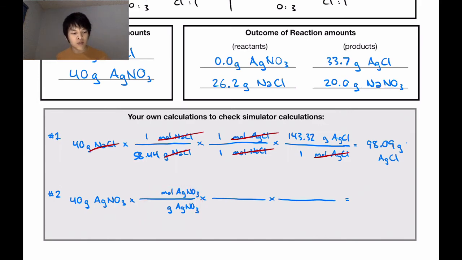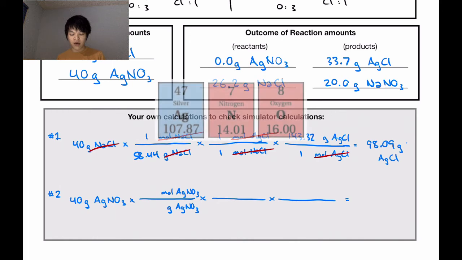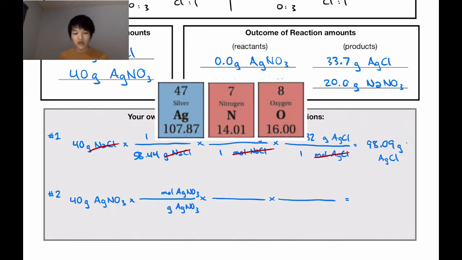For a molar mass, you look at the periodic table. So we have silver, nitrogen, and oxygen. Silver is 107.87. Nitrogen is 14.01. And oxygen is 16, but there's 3 of them, so make sure you multiply by 3, my mistake. And what I'm getting is the molar mass is 169.88 grams per mole.